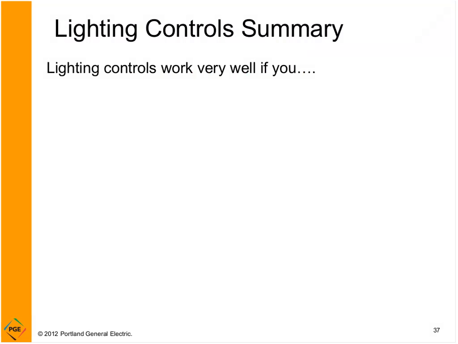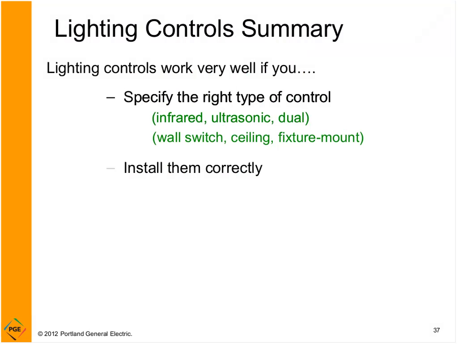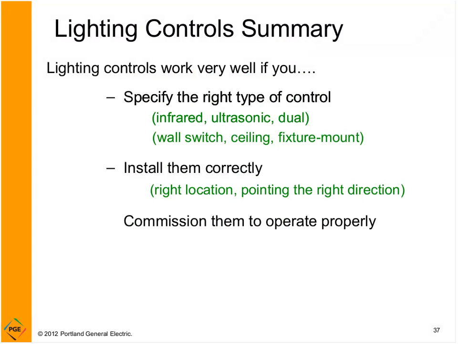So to summarize lighting controls, they work very well if you specify the right type. Here are your three types: infrared, which needs line of sight; ultrasonic, which uses sound; and dual, which uses a combination of two technologies. And you want to have the right type: wall switch, ceiling, fixture mounted. Install them correctly, in the right location, pointing in the right direction, kind of like laying turf, green side up. Sometimes it's obvious. And commission them.